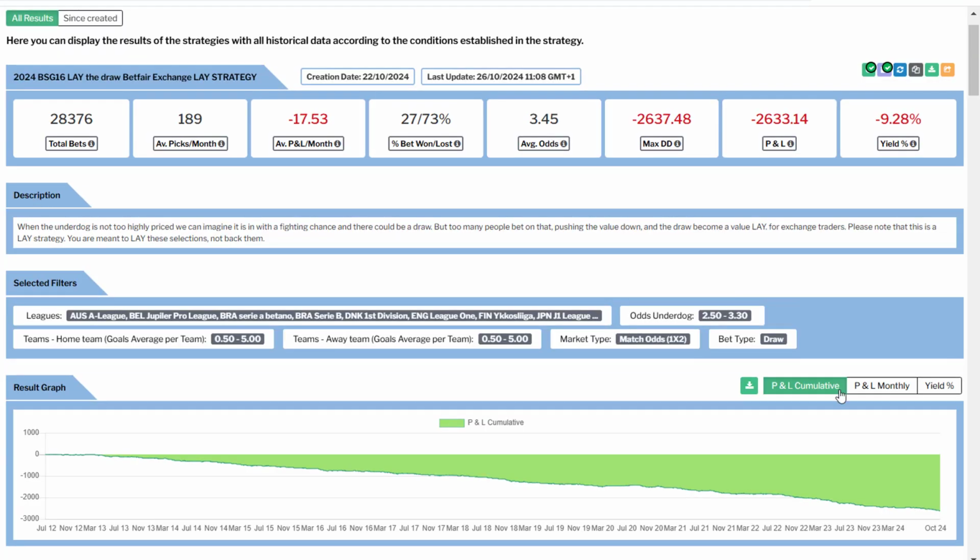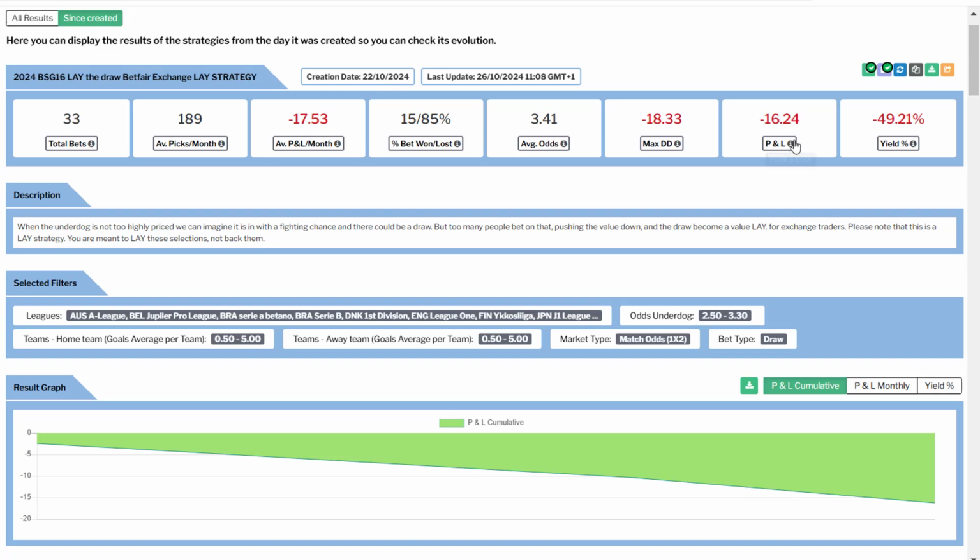So that's the very basic strategy I created in the Betaminic builder, and it creates a good volume, about 189 picks per month. And I want a high volume because I want to build up a lot of data very quickly. Since I created it on October 22nd, it's already had 33 picks and had a good losing run.